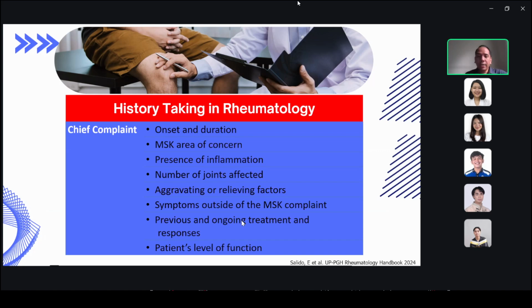MSK area of concern, asa man banda ma'am masakit? Sa likod, sa atubangan, sa kilid, sa ilalom, presence of inflammation. So ano yung mga cardinal signs of inflammation? We have the redness, swelling, the tumor, heat, no, and warm, as well as the discoloration, no, or mga hyperpigmentation. Number of joints affected, kung ilang joints yung affected.